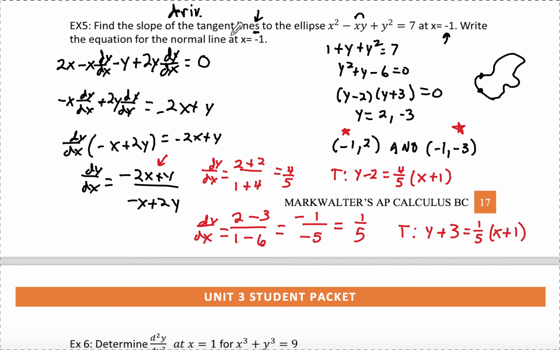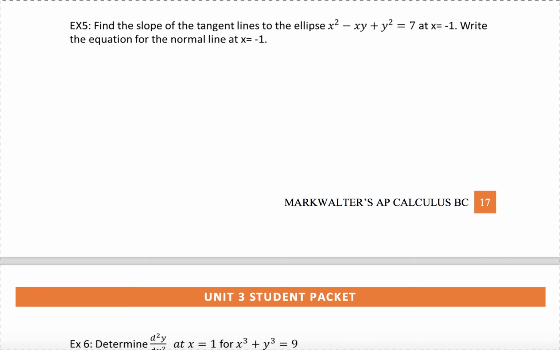Then we could write the equation of the normal lines. We could do the normal lines from here too. Cool. So we can use implicit differentiation to also find the things we have already found, like tangent and normal lines.